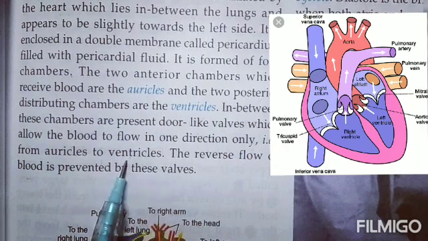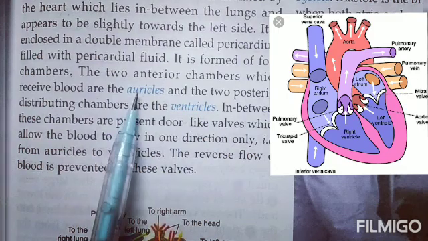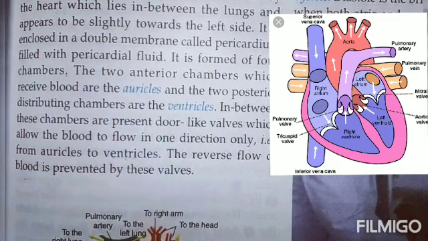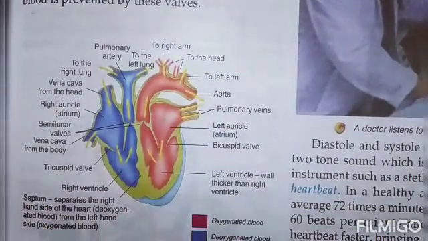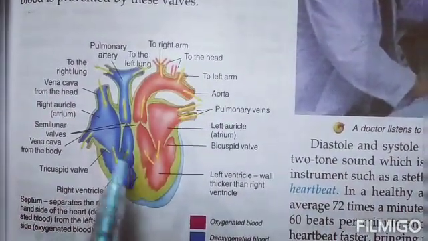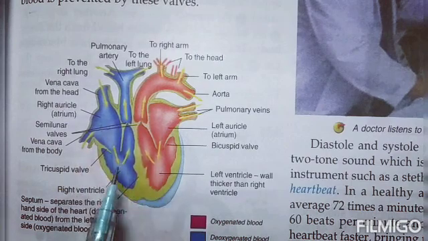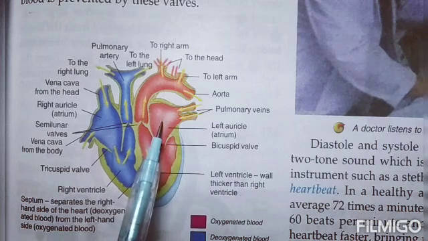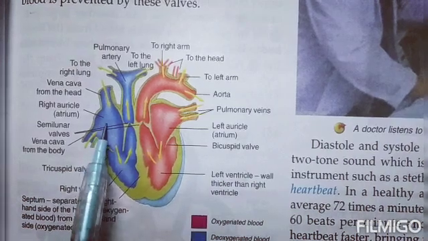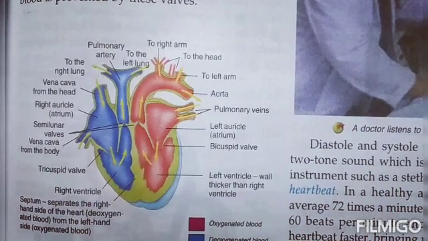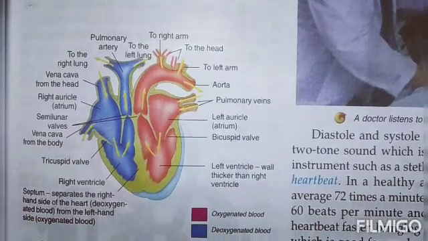That means from the ventricles, the blood will not go back to the auricles, but from the auricles, blood will come to the ventricles. Why? Because of the presence of the valve. Now see, a picture is given over here in your books, children. These are the auricles and these are the ventricles. So from the auricles, the blood comes into the ventricles, but from the ventricle, it can't go back into the auricle. So this is a picture which is given in your books, children. Have a look at it.